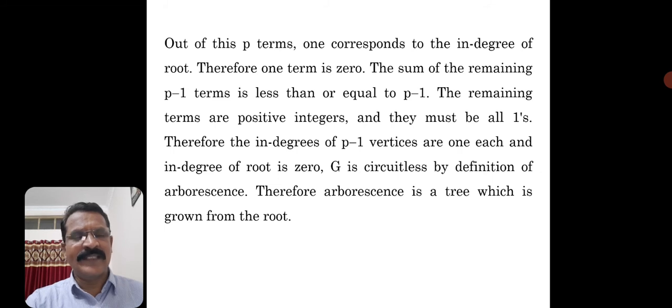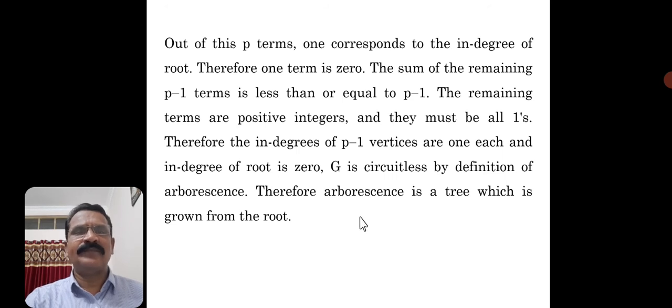Therefore, an arborescence is a tree which is grown up from the root. We have already observed in the diagram which we considered in the previous session that the vertex called the root has in degree 0, and the in degree of every other vertex other than the root is exactly 1. So this is a simple proof. We have proved the result very easily.